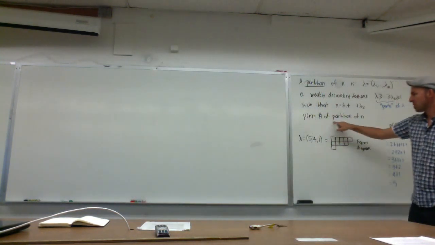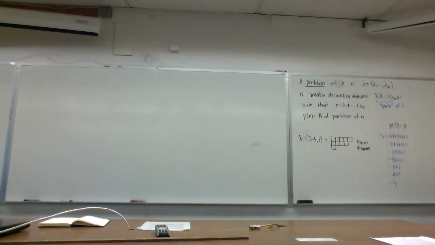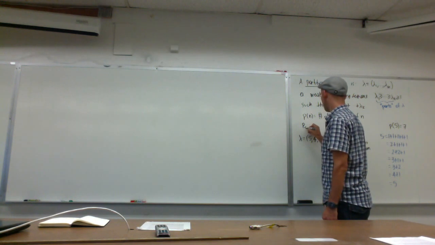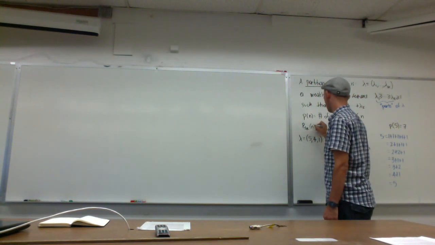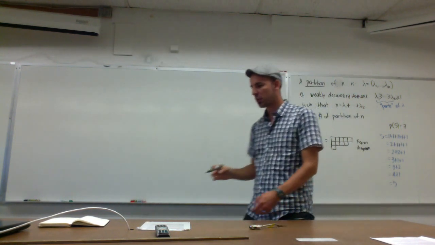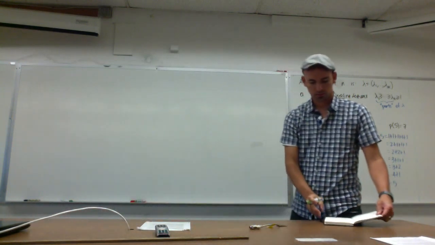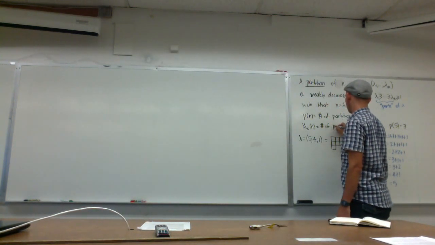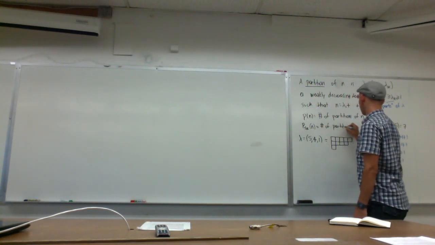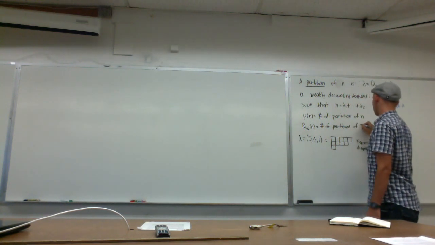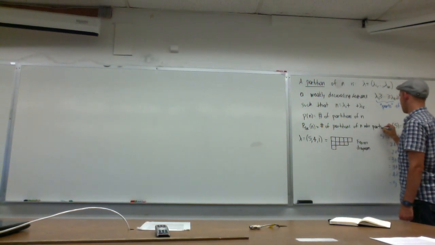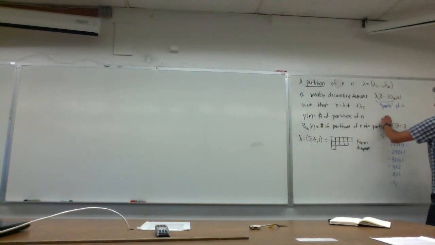So I said that P of n was going to be the number of partitions of n. And now let me define P sub less than or equal to k of n to be the number of partitions of n into parts less than or equal to k.